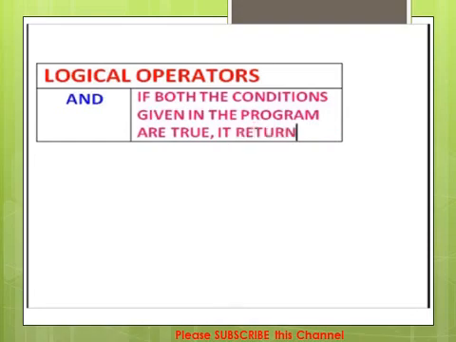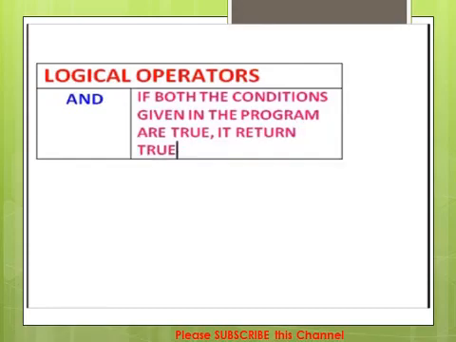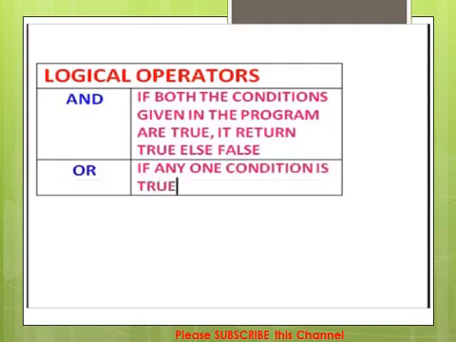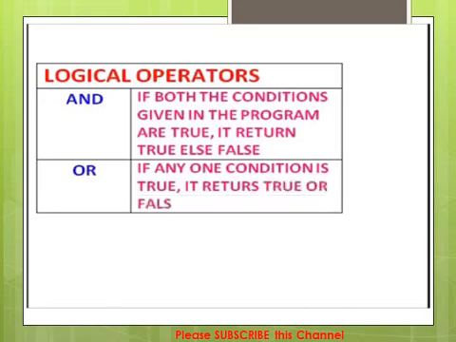The next one is or. If any one condition is true, it will return a true value. Otherwise, it will return a false value. Example, if it is a PT period or a free period, you can go and play. So you can play if it is a free period. You can play if it is a PT period.